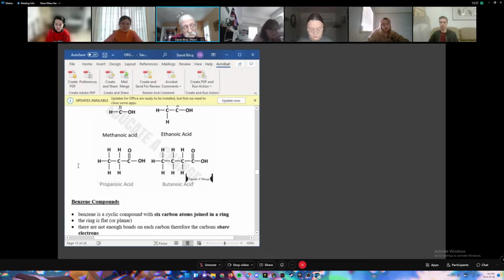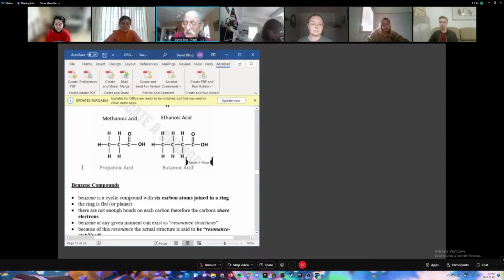Benzene. Benzene is a cyclic compound. It looks like cyclohexane, 1, 2, 3, 4, 5, 6, except it shares electrons. Because of this, if you're analyzing something and benzene is present, you'll have a bunch of shared electrons whipping around, and it will show up on a UV spec as very, very bright.